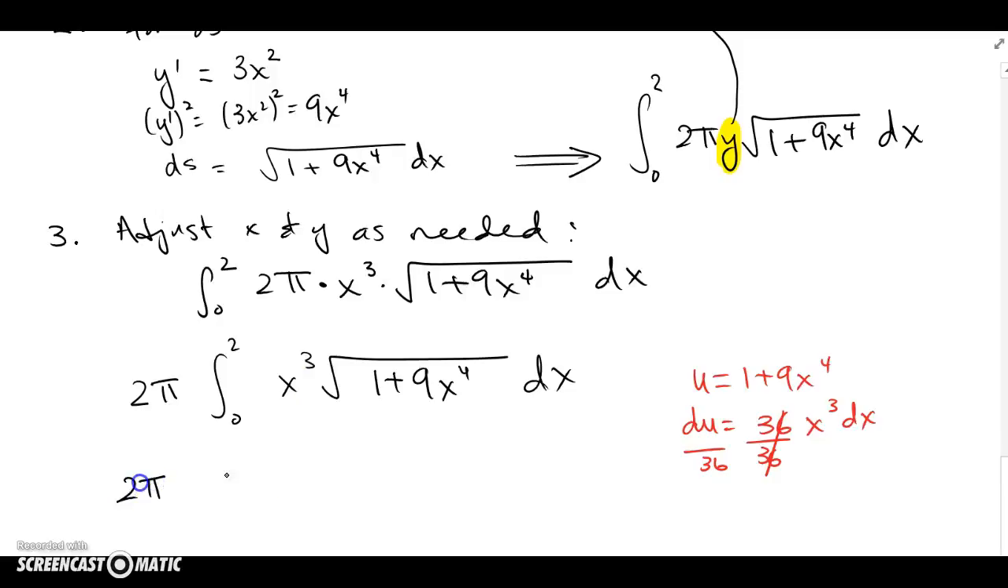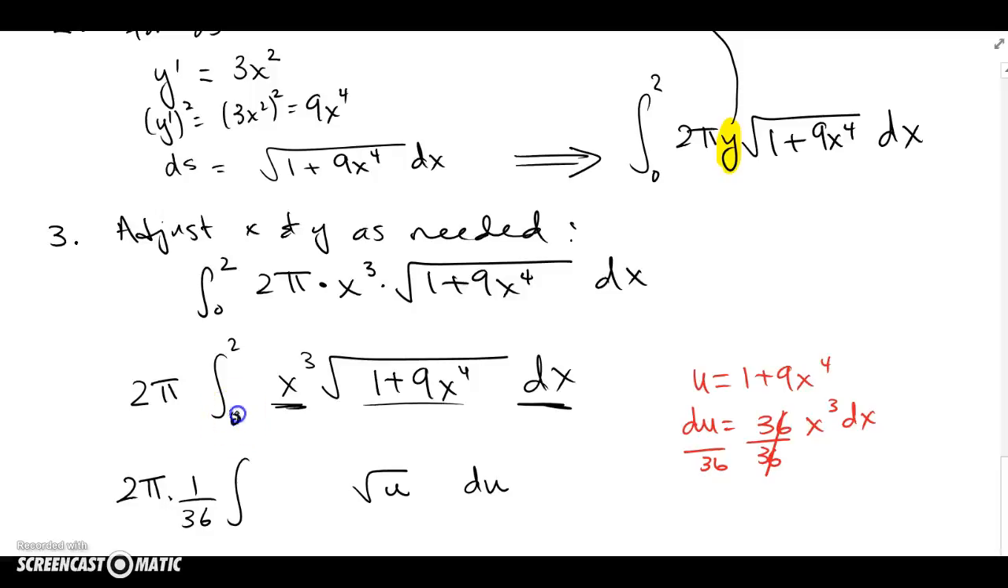So I have my 2 pi outside. I have this taken care of as the square root of u. And then this and this got picked up by my du over 36. So I'll put the du here and the 1 over 36 outside. And let's go ahead and change our limits of integration so that we don't have to worry about coming back into x's and can just deal with u's.